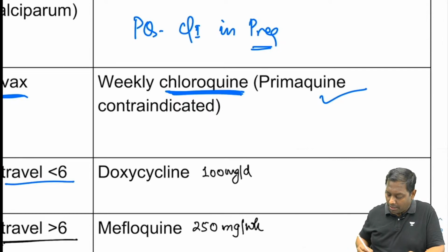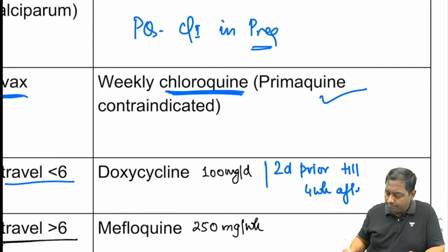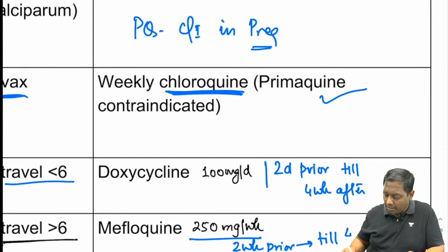When are we going to start? It will be started 2 days prior to the journey and should be continued till 4 weeks after. Mefloquine, it is given on the weekly basis. So again, before the journey the patient should take at least 2 doses. So it will be started 2 weeks prior to the journey and should be continued till again same 4 weeks after.